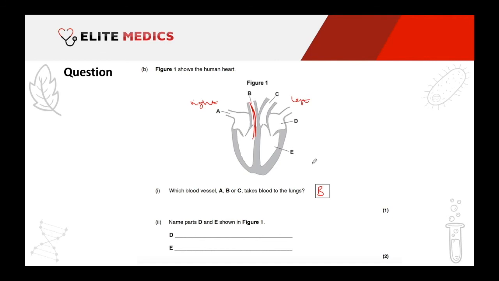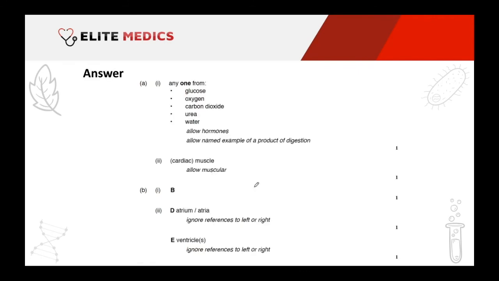It says name parts D and E shown in figure 1. We have looked at the chambers of the heart, and you should be able to work this out quite quickly. Remember, atria are always the smaller ones and are on top, and the first chamber that would receive blood, so D, is referring to the left side actually. So I would put left atrium. And E would obviously be left ventricle. Right, easy enough. Let's see what the mark scheme says.